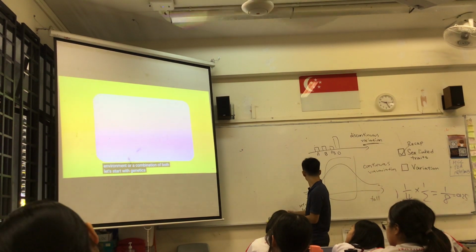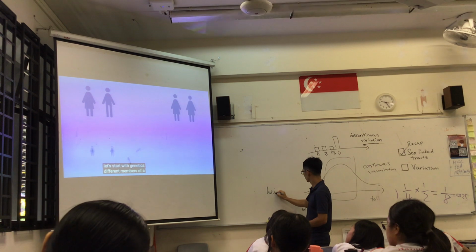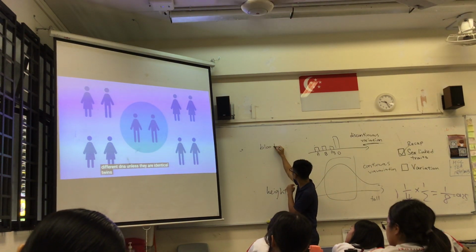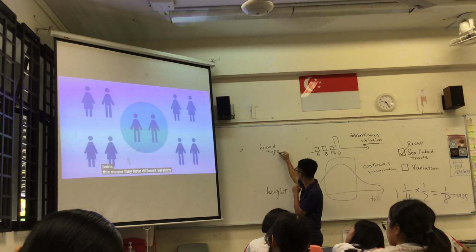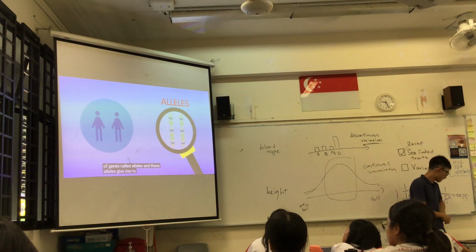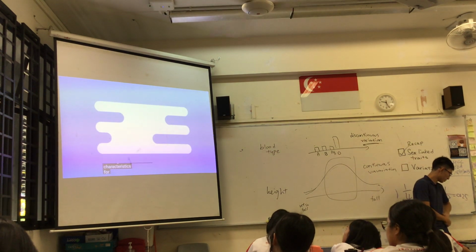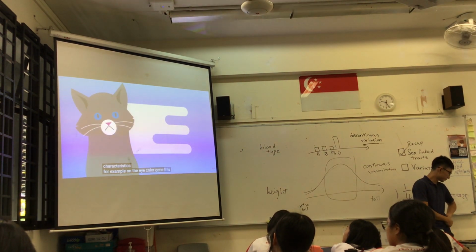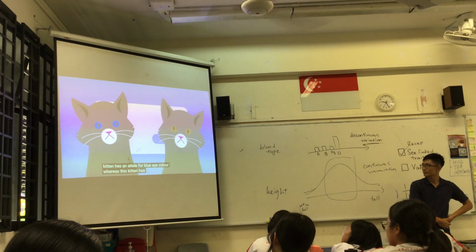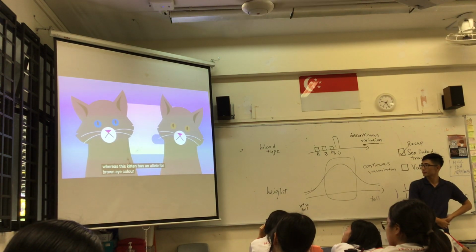Let's start with genetics. Different members of a population have different DNA, unless they are identical twins. This means they have different versions of genes called alleles, and these alleles give rise to different characteristics. For example, on the eye colour gene, this kitten has an allele for blue eye colour, whereas this kitten has an allele for brown eye colour.